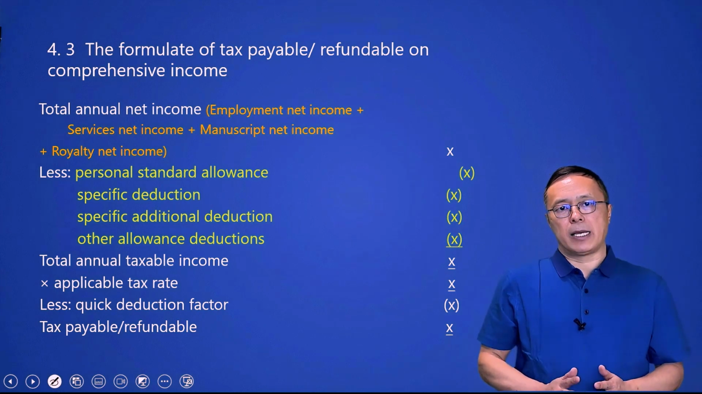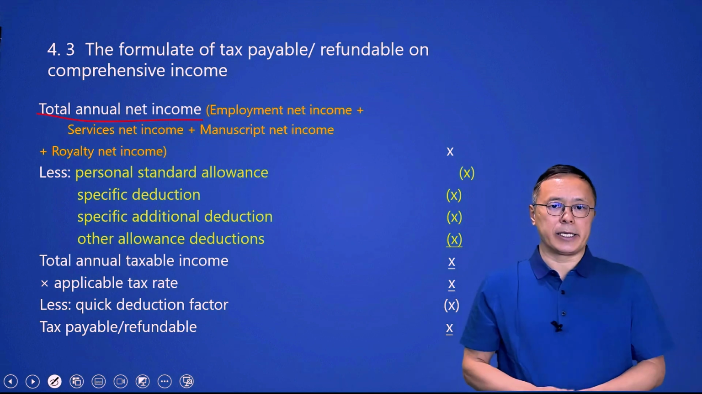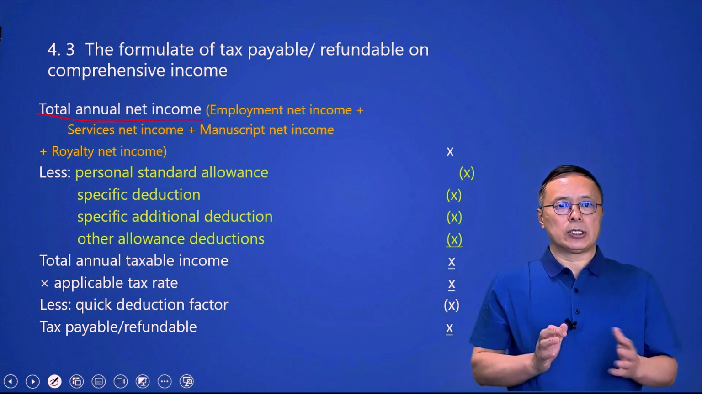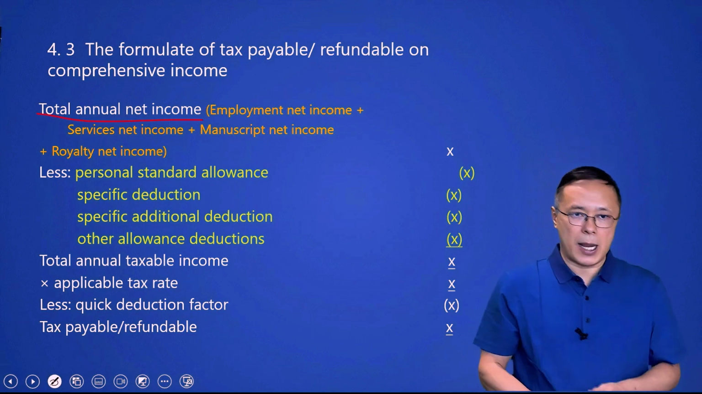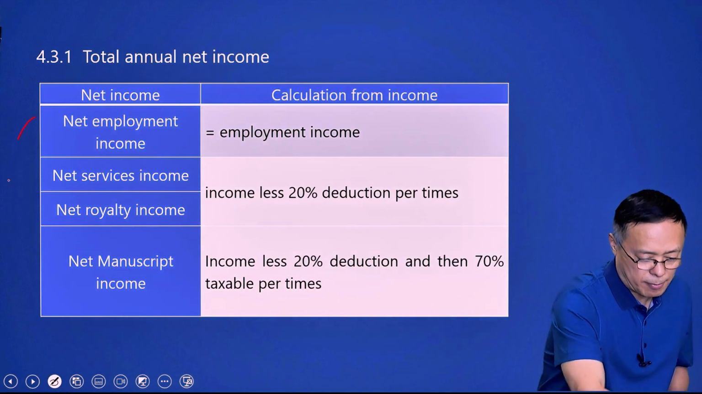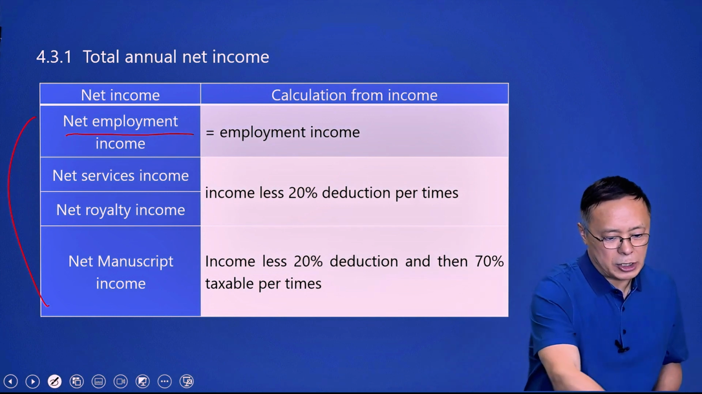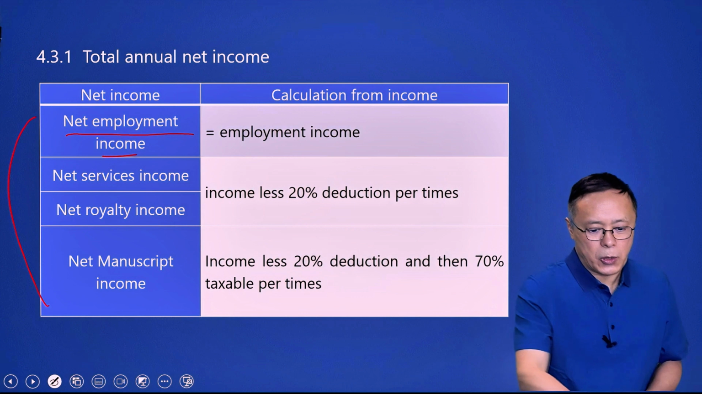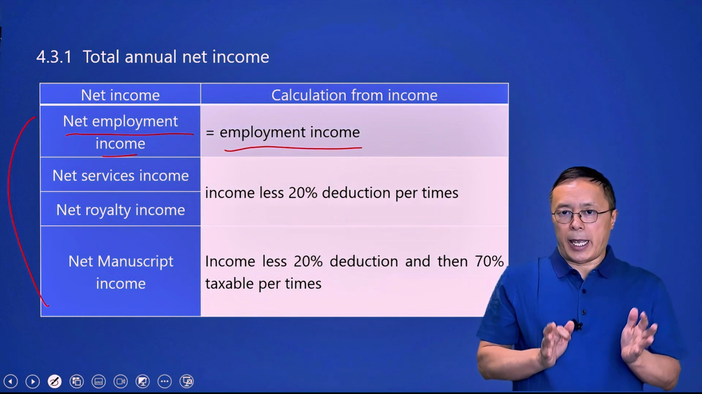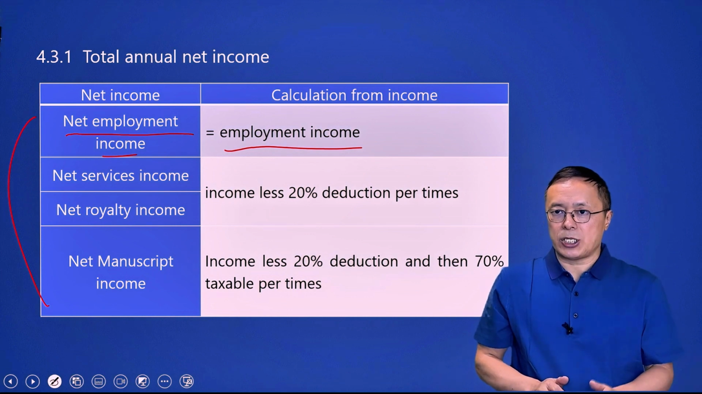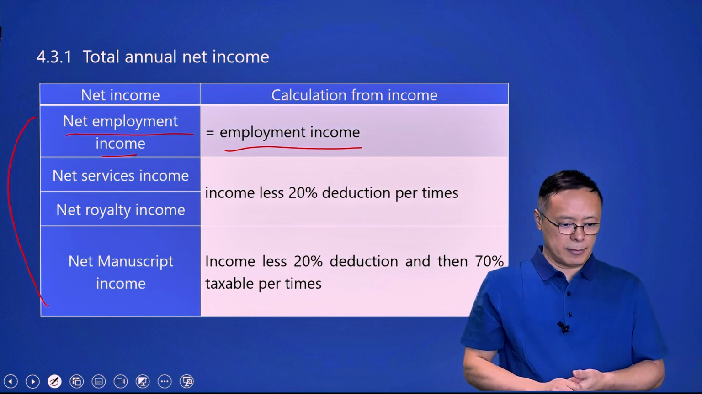Finally, let's talk about the starting point of the formula. Total annual net income. We've known that total annual net income is just a summarization of four types of net income. Look at net employment income. It equals employment income. So, for employment income, its full amount is just its net amount without any deduction.